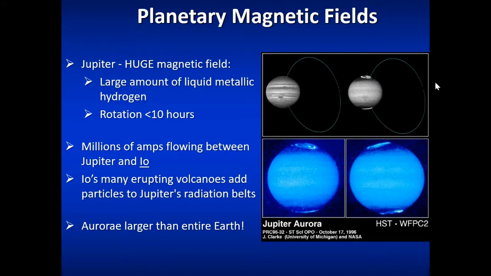So if I ask you a question on the quiz, what enhances Jupiter's auroras besides its massive liquid metallic hydrogen layer and its very fast rotation, you would say Io's volcanoes. The resulting aurora are larger than the entire Earth.